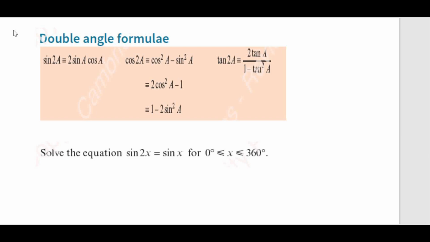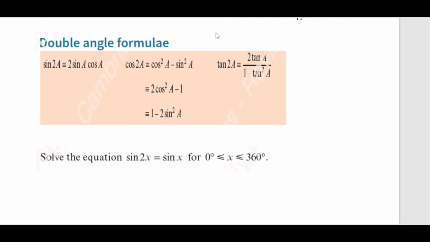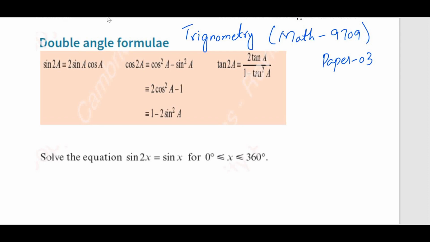Hello everyone. Today we are going to discuss the double angle formula. We have started the topic trigonometry. Now these are the formulas which will be given to us in the formula sheet: sine 2a, cos 2a and tan 2a. This is called the double angle identity, the double angle formula.